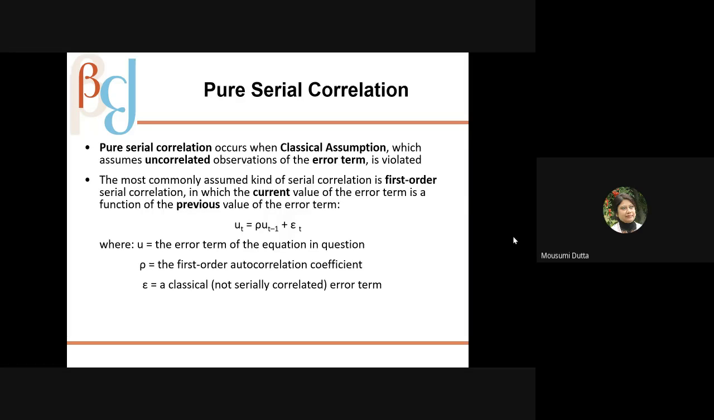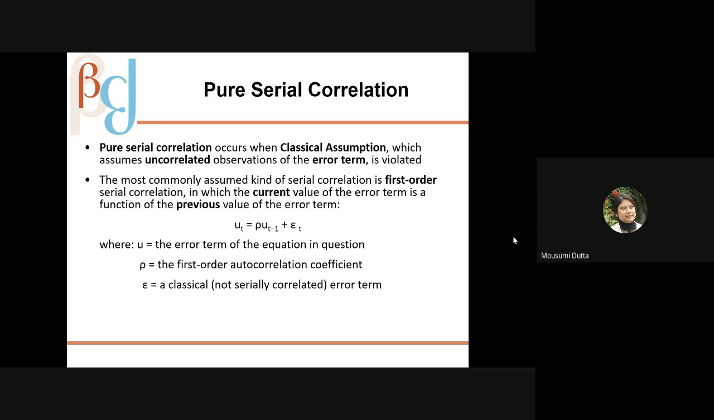Pure serial correlation occurs when the classical assumption, which assumes uncorrelated observations of the error term, is violated. So we are assuming that the covariance between ui and uj is equal to 0. However, in case of pure serial correlation, this covariance is not equal to 0. There is a correlation between ui and uj.